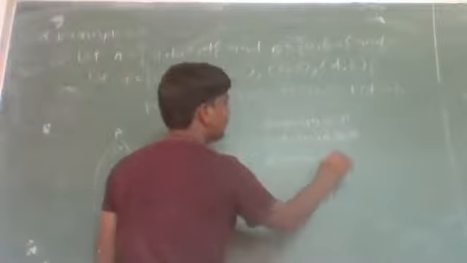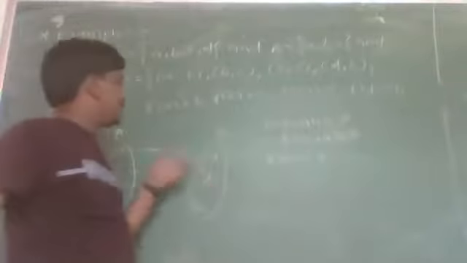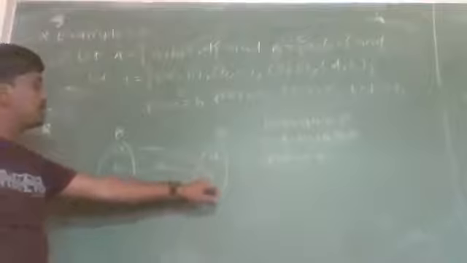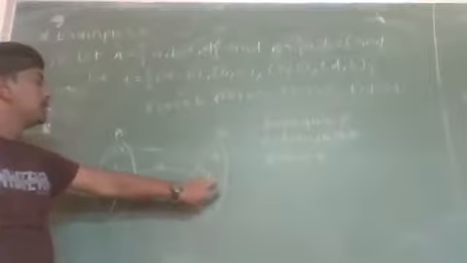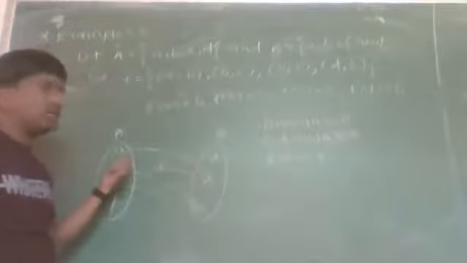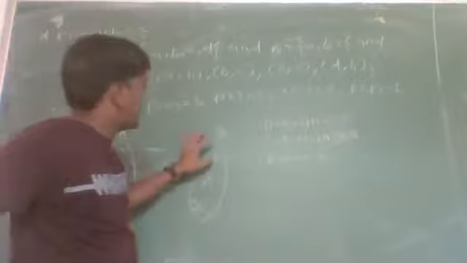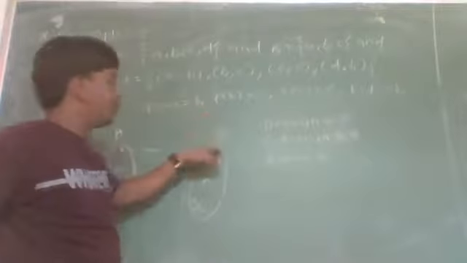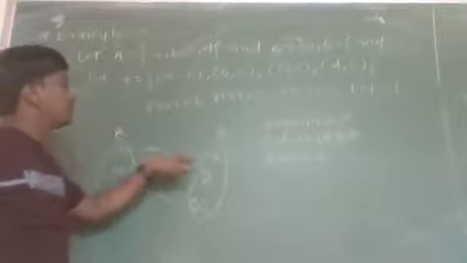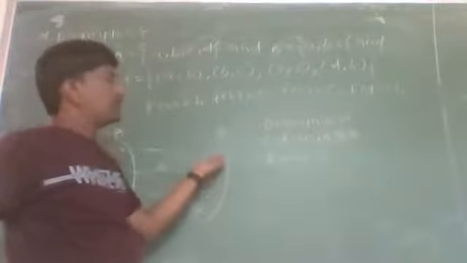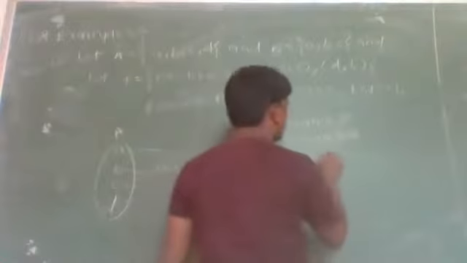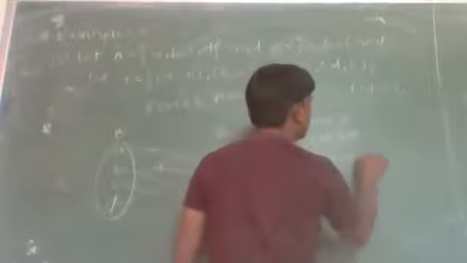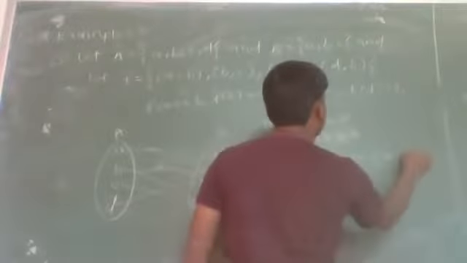Now the range of function f. By the definition, the range contains only those elements in set B which have a pre-image in set A. There are two elements, B and C, which have a pre-image in set A, but there is an element A belonging to B which has no pre-image in set A. So element A does not belong to the range of function f. So the range, f of A, is nothing but B and C.